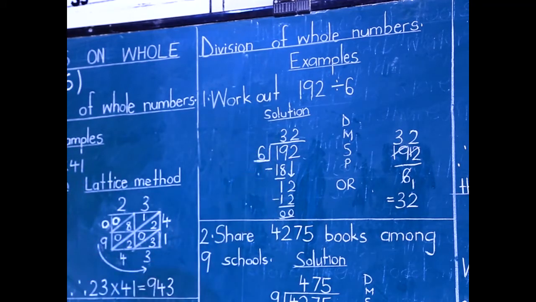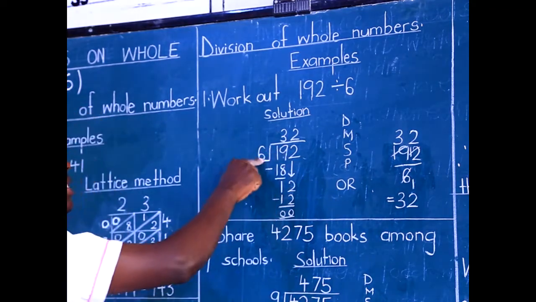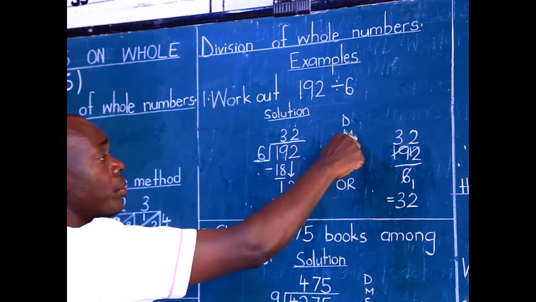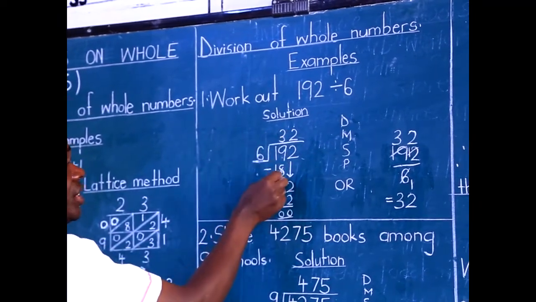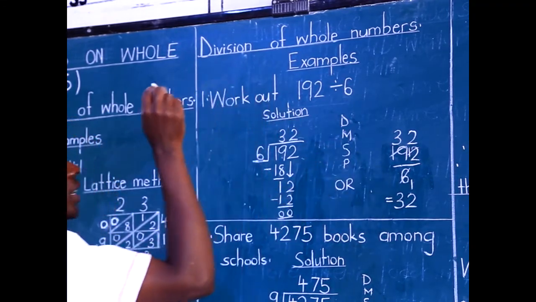19 divided by 6. You must know tables. 6 times what to get 19 or something close? 6 times 3, you get 18. Okay, so we take that 18. So 19 divided by 6, you get 3. Now I've divided. We are going to multiply. 6 times 3 is 18. So write that 18. Now we are going to subtract.